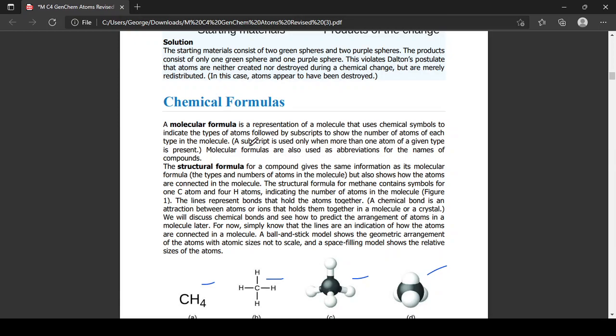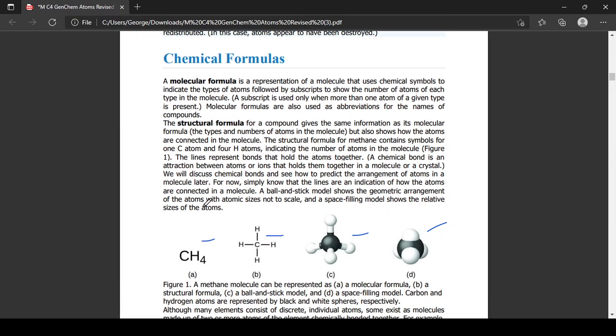A subscript is usually only used when more than one atom of a given type is present. Molecular formulas are also used as abbreviations for the names of compounds.